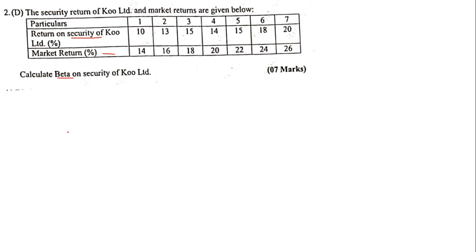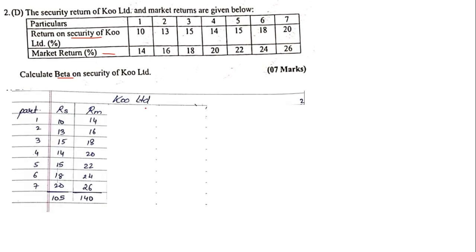We'll see what all things are required for the table. The first step for Q Limited, particulars, we have 1, 2, 3, 4, 5, 6, 7. RS stands for return on security, which was 10, 13, 15, 14, 15, 18 and 20. Total it up, it comes to 105. And RM, market return, which was 14, 16, 18, 20, 22, 24 and 26. The total comes to 140.